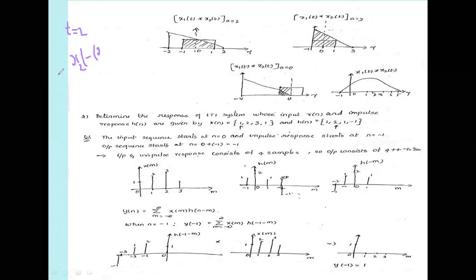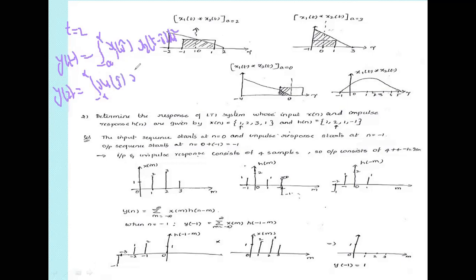I will write the formula again. The y of t is equal to integral from minus infinity to infinity, x1 of tau, x2 of t minus tau d tau. We need to find it at t equal to 2: integral from minus infinity to infinity, x1 of tau, x2 of 2 minus tau d tau. So what is that? The integral from minus infinity to infinity, x1 of tau, x2 of, take the minus common, tau minus 2.